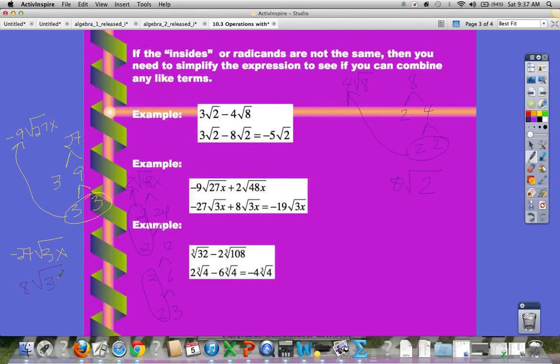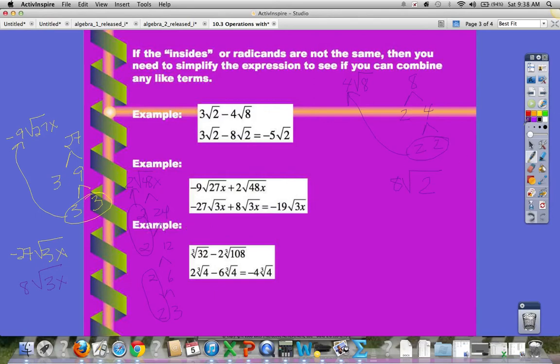and an x inside. All right, so now we have negative 27 times square root of 3x and 8 times the square root of 3x. And we're going to put those together. So negative 27 plus 8 is going to make a negative 19 square roots of 3x. Okay?